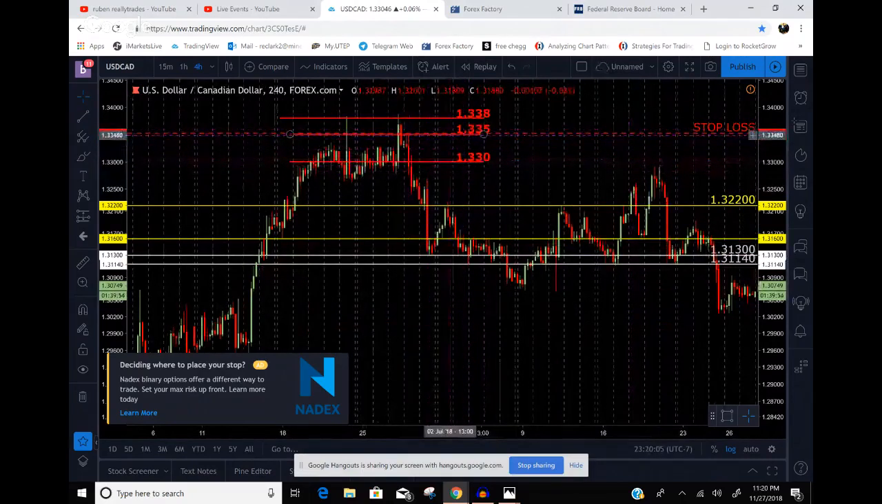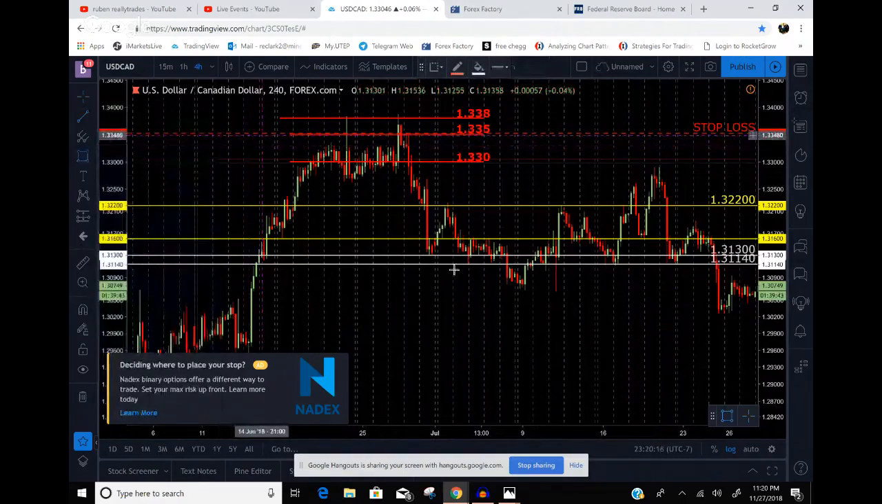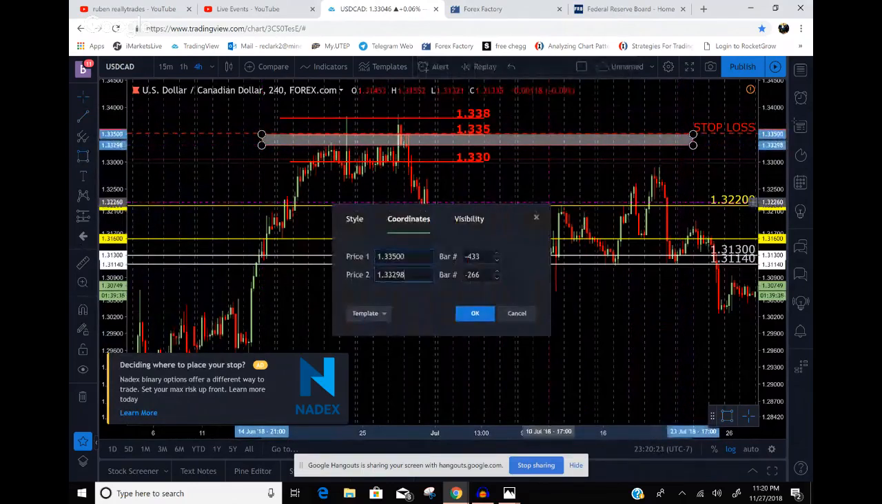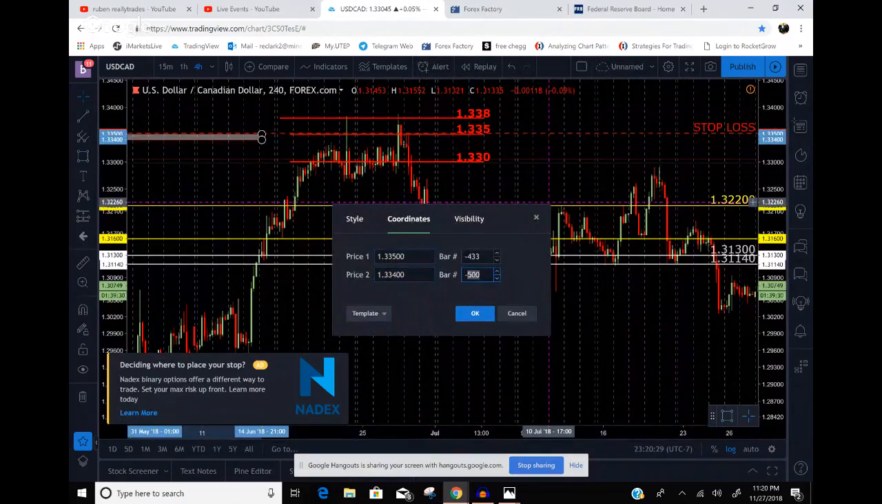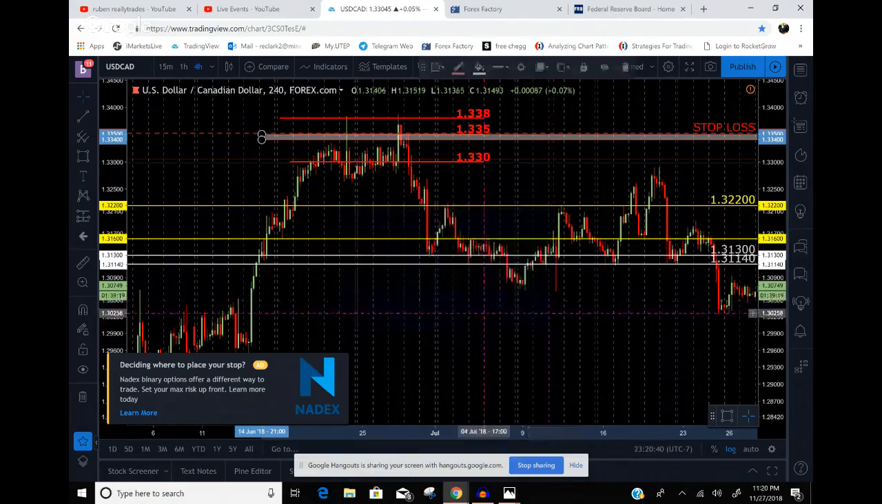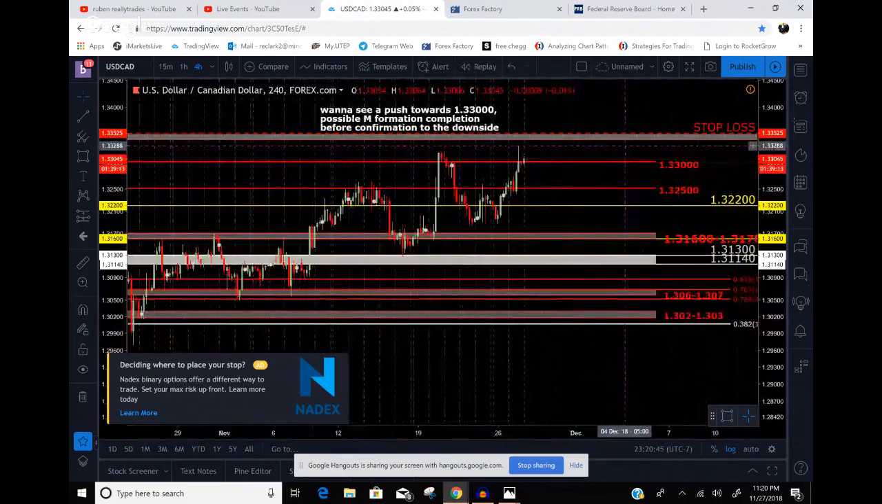1.335 is where I would like to see a sell. So anywhere in 1.335, even if we had a little 10 pip box that we drew from 1.335 to 1.334, right? This right here, there we go. This box is going to be something that we can use over here for a potential sell limit.